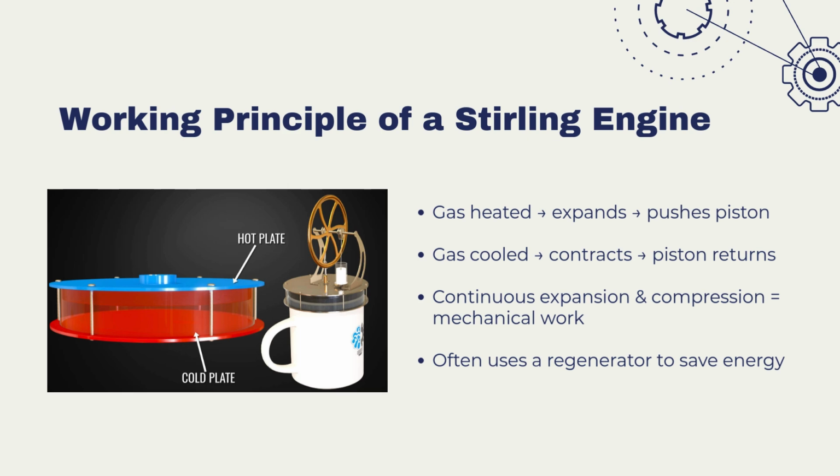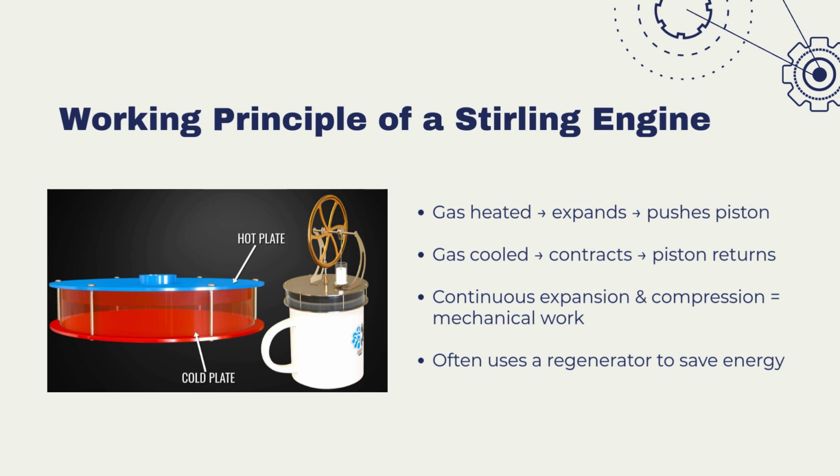Now that we know what a Stirling engine is, let's talk about how it actually works, or the working principle of a Stirling engine. So the first one is, when the gas is heated, it expands, right? And pushes the piston forward. The second one is when the gas is cold, it contracts, and then the piston moves back.